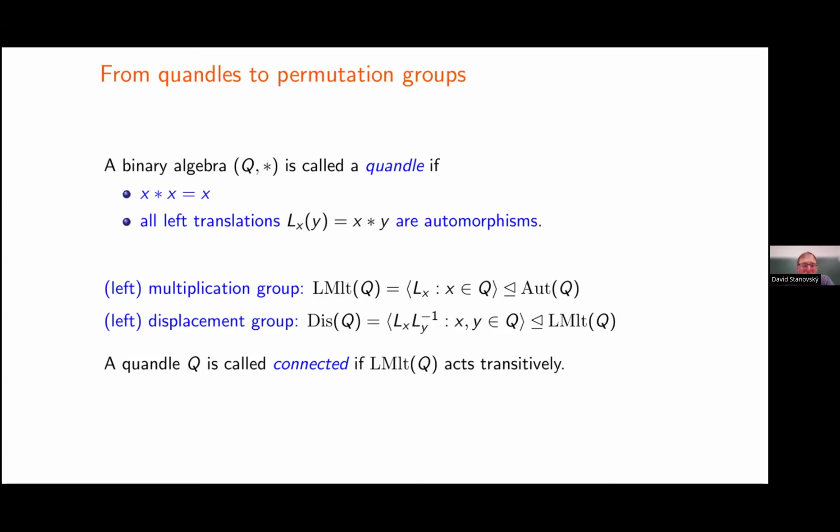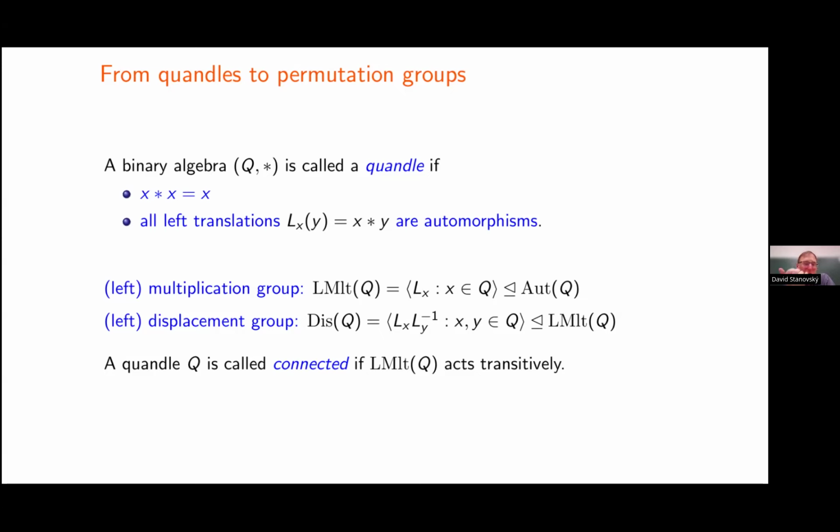And also in the theory, the subgroup generated by so-called displacements, which measure how much 2 translations differ. That's another group that plays a role in the structure theory of quandles. And a particularly interesting class of quandles is that of connected quandles, when the multiplication group acts transitively.